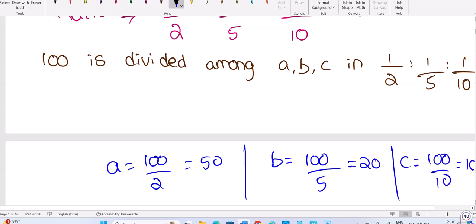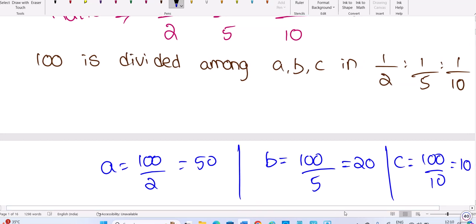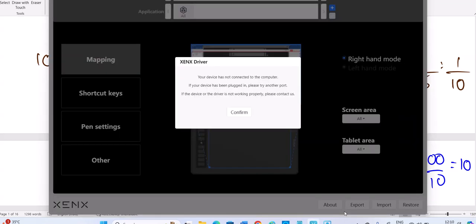Why am I telling you this is a mistake? Some people will argue, how can you say this is a mistake, sir? See, what is the total amount, and to whom should it be distributed? A, B, C, so adding A plus B plus C you should get 100. Now if I add the values, A is 50, B is 20, that is 70, C is 10, total 80. I have to give 100 to them, but you got only 80. That means there is some mistake.